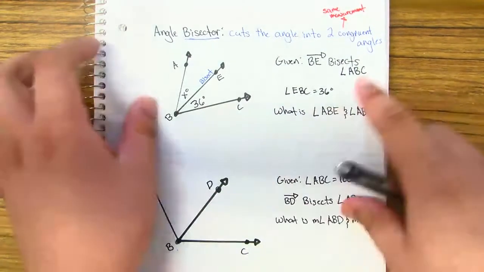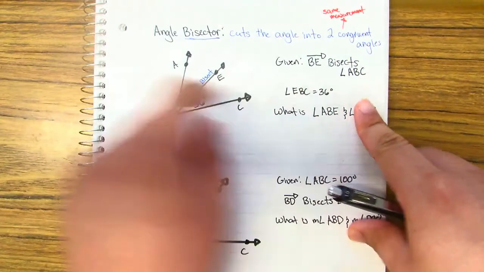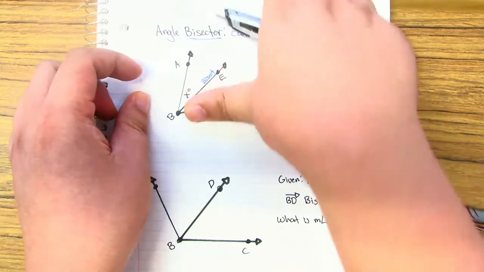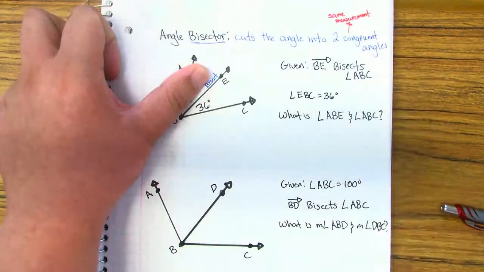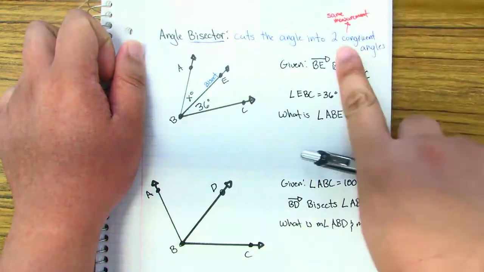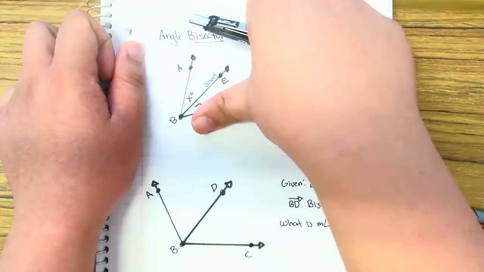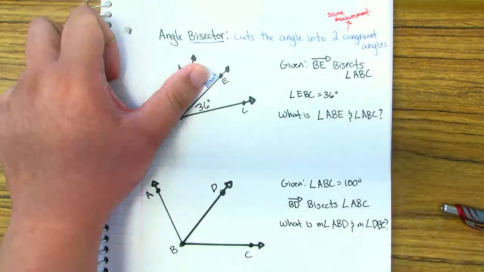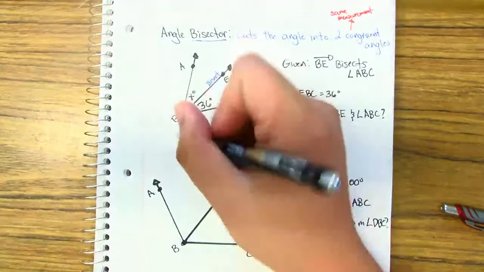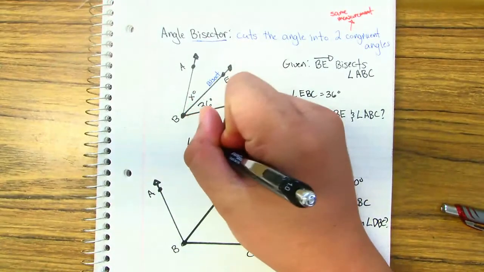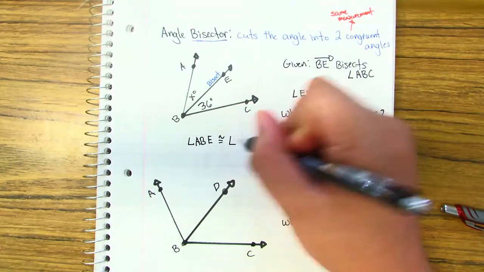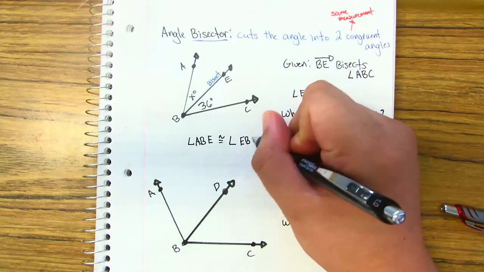But what we can do is, since we know that ray BE bisects angle ABC, that means this angle and this angle will be congruent to each other. Why? Because BE bisects the whole angle and it cuts the angle into two congruent angles. So angle 1 will be congruent to angle 2 because it's bisected by BE. So let's write that as a statement. Angle ABE is congruent to angle EBC.